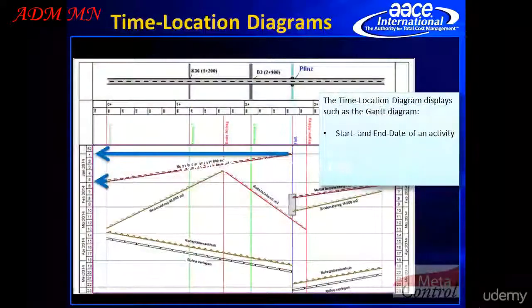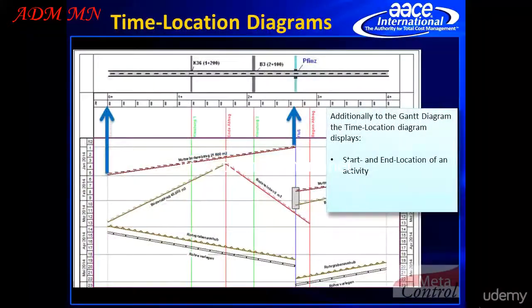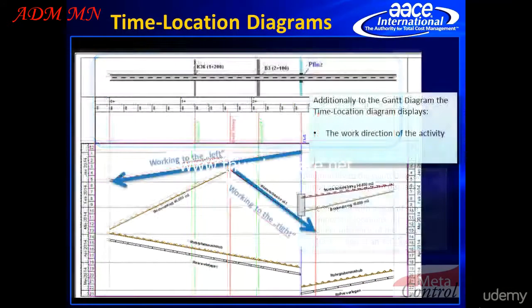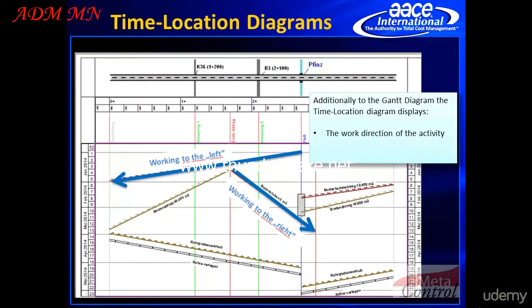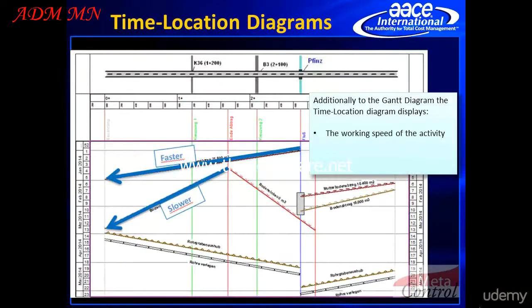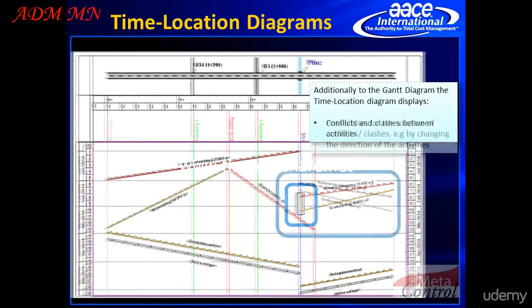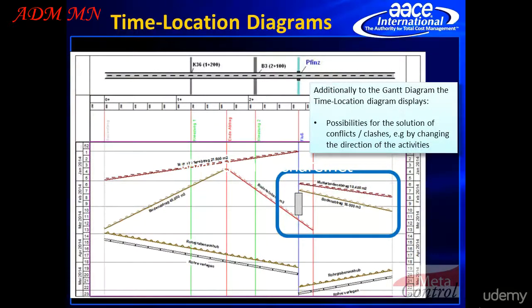These types of diagrams, like Gantt charts, show the activity on a time scale. Besides, they show start and end task location coordinates as well. Combined with a site plan and important locations, it yields a straight position of the task on the site map. Additionally, it shows the direction of the working activity. Moreover, it can show you the speed of the task. A smaller slope means that the speed is faster. The bigger the slope, the more time the activity takes to finish the task. In time-location diagrams, we can see crossings and clashes. We can reprogram, giving a simple graphical solution.